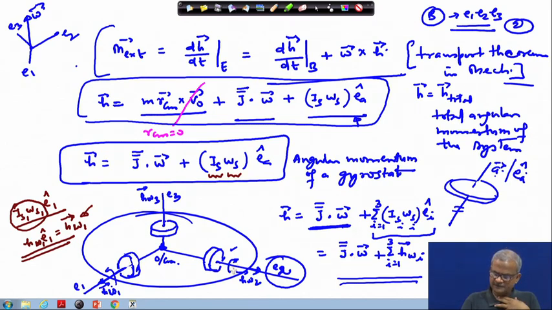I told you that this wheel will be given a bias momentum, and let us say that the bias momentum is given in the negative direction of E 2. So, that will be in the negative direction of this one. So, that will point here in this direction. So, this is H 0 E 2 with a minus sign.